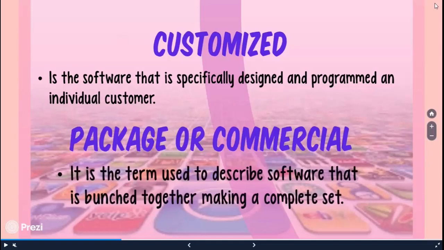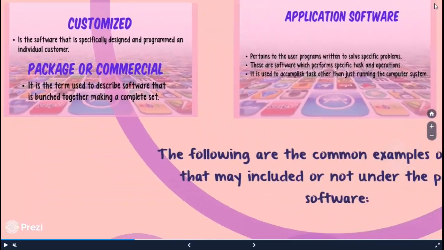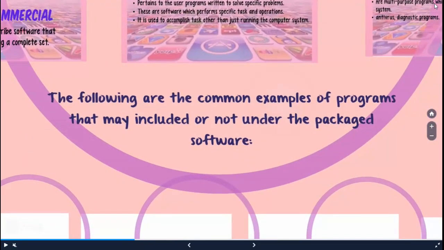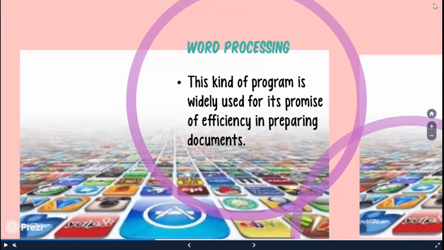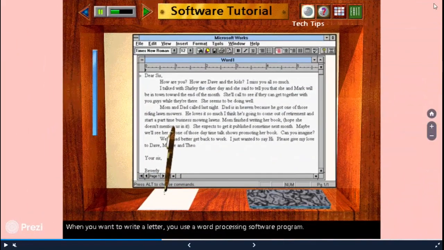Next is package or commercial. It is a term used to describe software that is bunched together, making a complete set. So Office Suite, Microsoft Office, utilities, Norton Utilities. These are sets of softwares already. Now the following are common examples of programs that may be included or not under the packaged software. Word processing, this kind of program is widely used, so Microsoft Word. This is an example of Microsoft Word. So this is an old version of Microsoft Word.